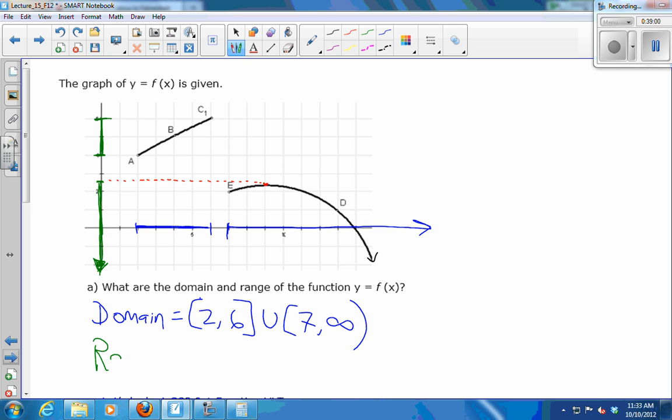So my range is going to be negative infinity to 2.5, unioned with 4 to 6. Now I'm using all square brackets because I'm just assuming that these are all closed, because the open circles were just a quirk of the graphing program that I was using. So fill those in.